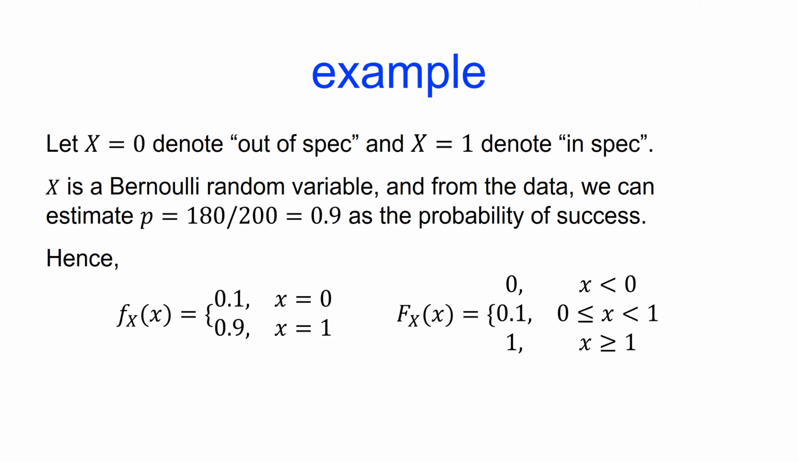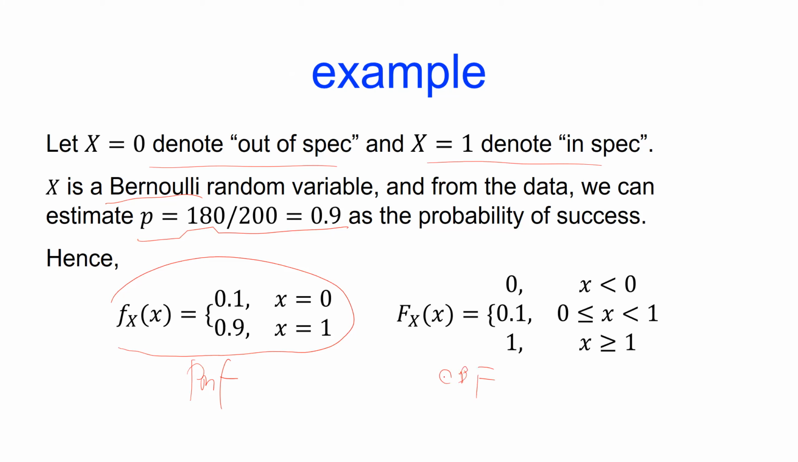Let's go through the answer together. We will use x equal to 1 to denote in spec and x equal to 0 to denote out of spec. Since we know this is a Bernoulli random variable, we first compute our success rate as 0.9, as this gentleman said. Then we can easily write the distribution, right? This will be our PMF. And if you like, based on the definition, you can also try to work out what the CDF is in this case, right?